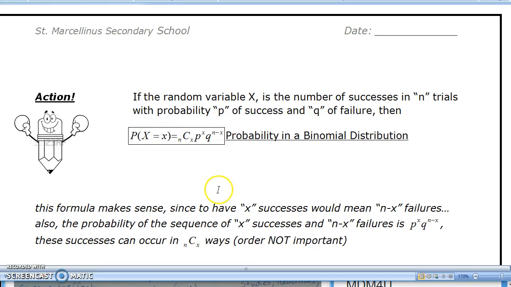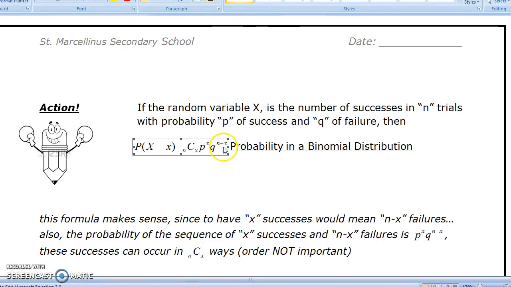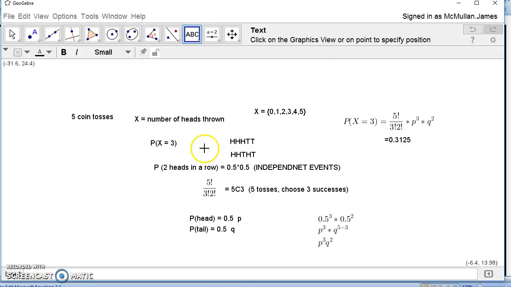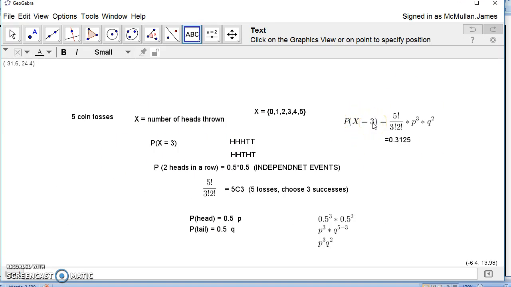And I know this seems odd, right? People forget the difference between the capital and the lowercase. The capital X represents the random variable. It represents all the different values that are possible in the experiment. What this formula tells us is the probability that the random variable X is equal to a particular x is given by this formula. So for instance, what we did right over here, the probability that our capital X is equal to 3 is given by the formula, right? In this case, our lowercase x was a 3, right?